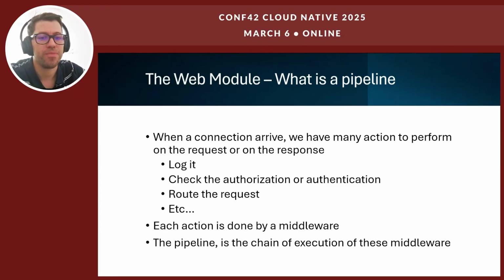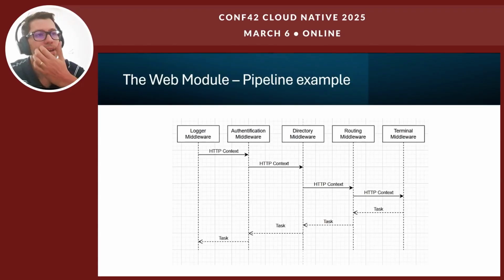Each action in a web server is handled by what we call a middleware, and the pipeline is the chain of execution of these middleware. Here, a visual example of the pipeline and all the middleware that compose it. Each middleware receives as a parameter what we call an HTTP context. It will contain all information about the current request and the response, everything. When the first middleware finishes what it needs to do with the HTTP context, it will call the next middleware. Each middleware is called in sequence.